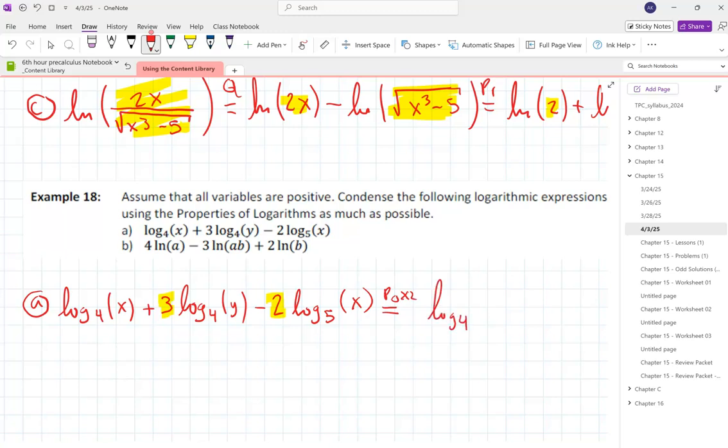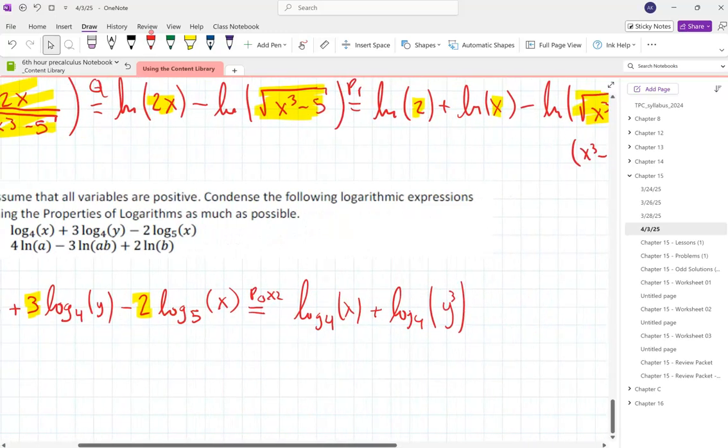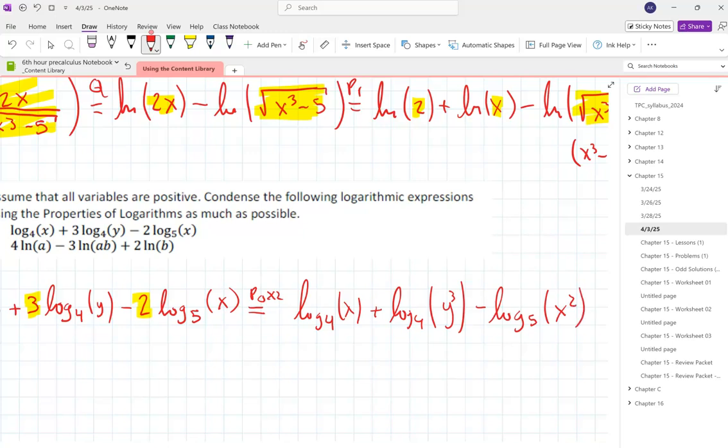So the first logarithm stays the same. In the second logarithm, that coefficient of 3 becomes an exponent of 3. And in the third logarithm, that coefficient of 2 becomes an exponent of 2. Is everybody okay there?